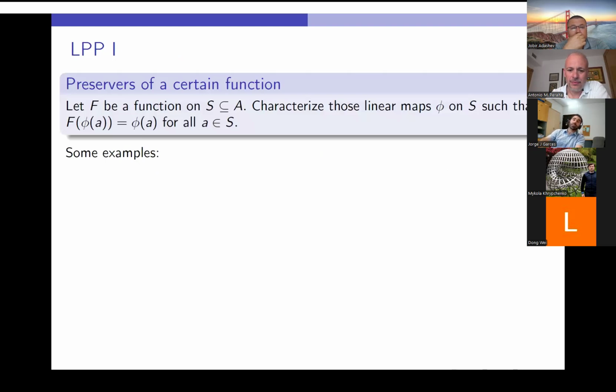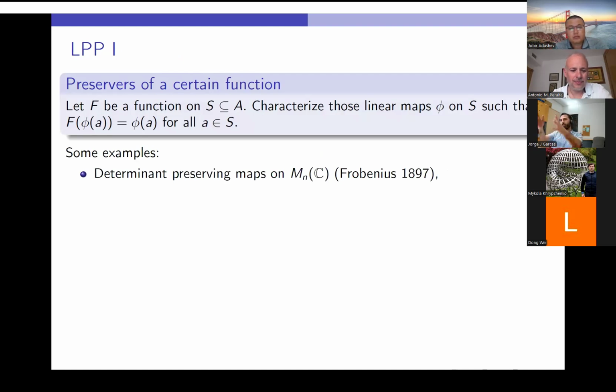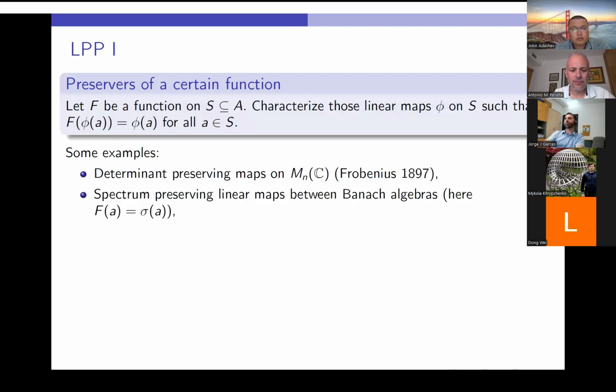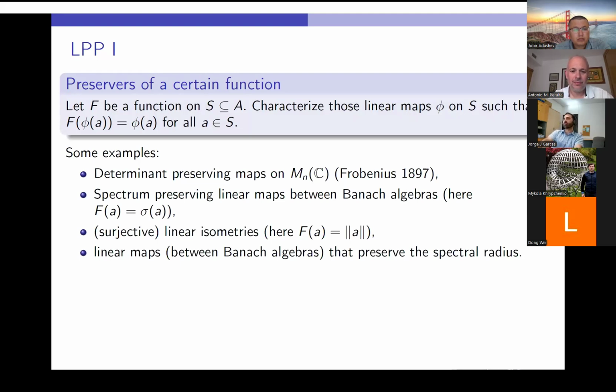And here are some classical examples of linear preservers. For instance, linear preservers that preserve a certain function, such as the determinant on matrix algebras. This is one of the first examples here. I'm not going to say what the characterizations of every one of these examples are. I'm just going to list some examples. Spectrum preservers on Banach algebras, for instance, have also been very studied. Surjective linear isometries, for instance, between operator algebras. This is also a very important type of preserver. Linear maps that preserve spectral radius, for instance.